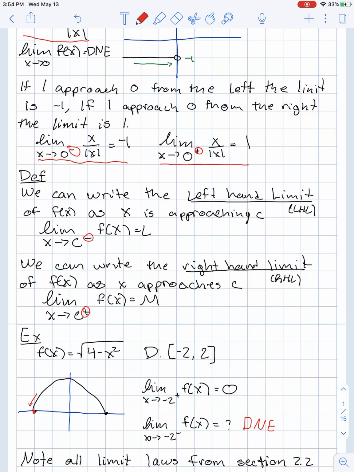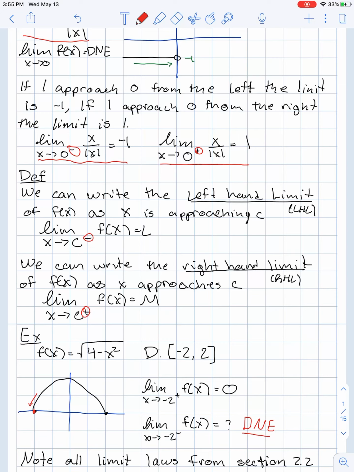Well, what if I'm going from the left-hand side, numbers that are smaller than -2? Can I do that? I actually can't. It does not exist. The reason why we can't use it is because there's no numbers less than -2. Those numbers don't exist. They're not in the domain of f of x. So that's why we can't use it. So then we can't plug in numbers to even test it.